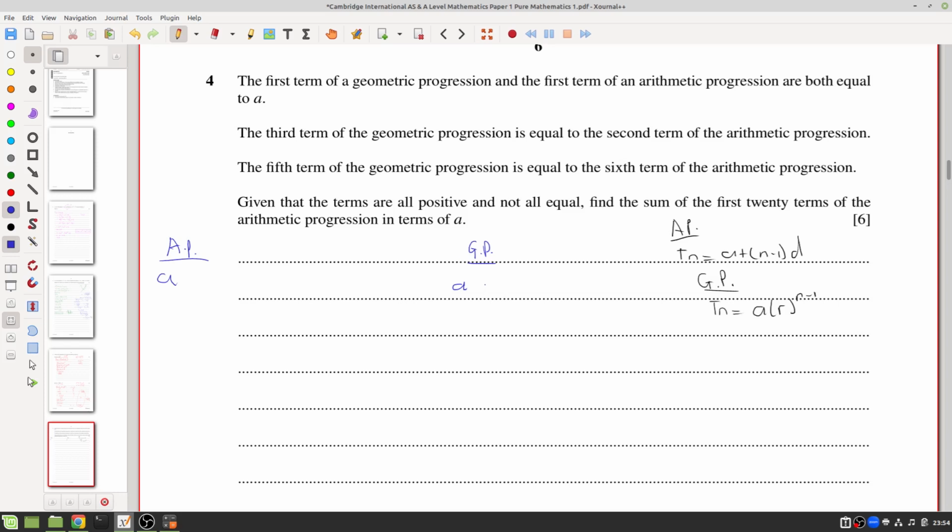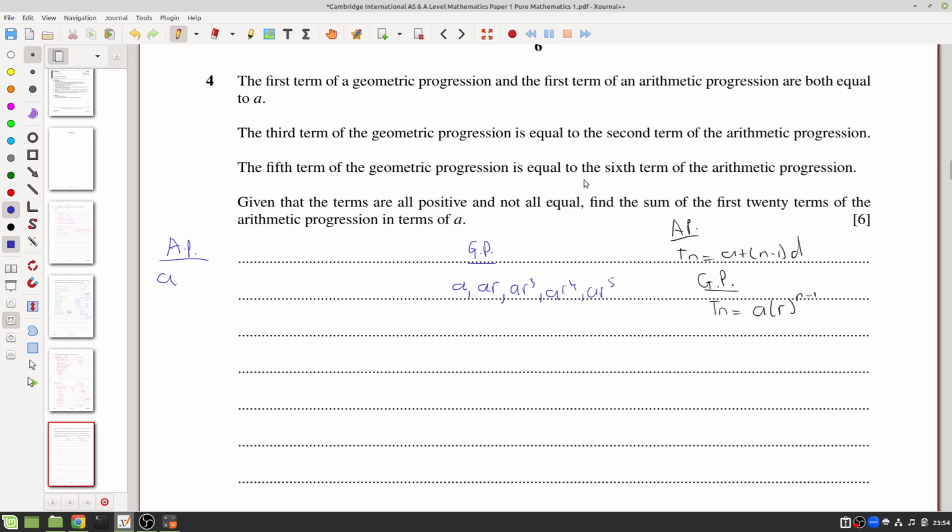So the second term would be a times r, right? Times r to the power of 2 minus 1. So a times r. The third term, we multiply r again, so that's ar squared. Fourth term, ar to the power 4. And the fifth term, ar to the power 5.